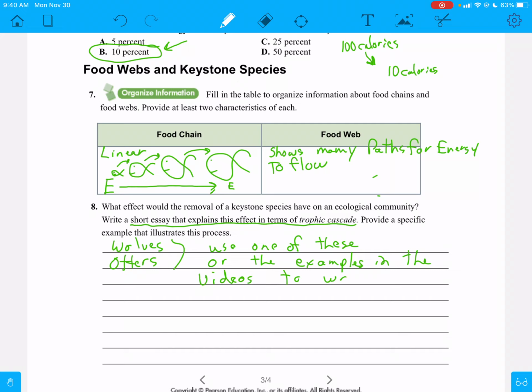To write this. And I would imagine a 5-sentence paragraph is going to work just fine for this. So see if you can get that done, okay? And I will be actually looking at this one very closely. This would be a really good one for me to see that you guys have actually learned some stuff. So do a good job on this one. I will be checking that one closely.